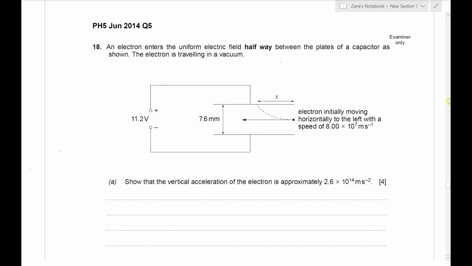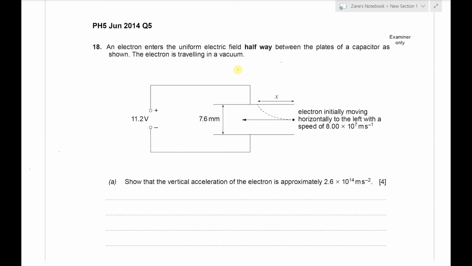This one was question 5 from the June 2014 Unit 5 paper, and it's about an electron beam in an electric field. This is work that's in Unit 4 in the current specification. What we've got is an electron entering midway between a pair of plates of a parallel plate capacitor, and it's moving horizontally to the left at 8 times 10 to the 7 meters per second.